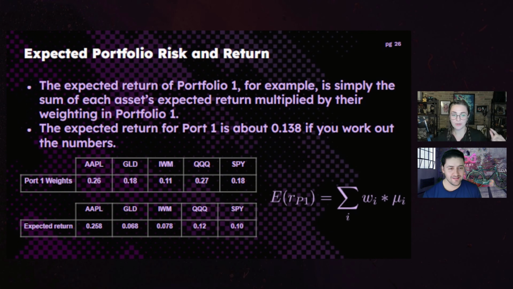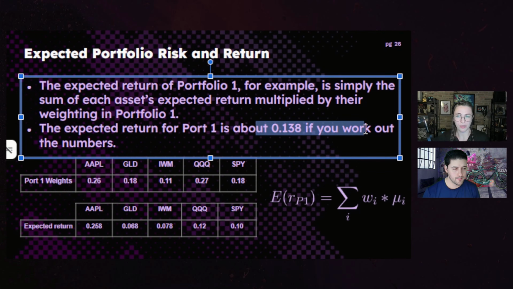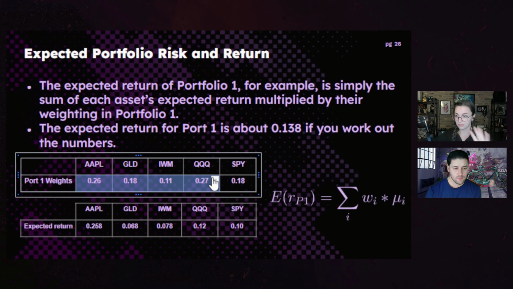So again, we have Apple, Gold, IWM, the Qs, and SPY. For our first example, we got portfolio weights of 26%, 18%, 11%, 27%, etc. So now to calculate the expected return of the portfolio, it's actually pretty simple. You just multiply the weight by the expected return, and then add all those different multiplications together. That gives you, if you actually work out the numbers, it's about 0.138. So now we have our expected return for portfolio 1 with, again, these randomly defined weights.